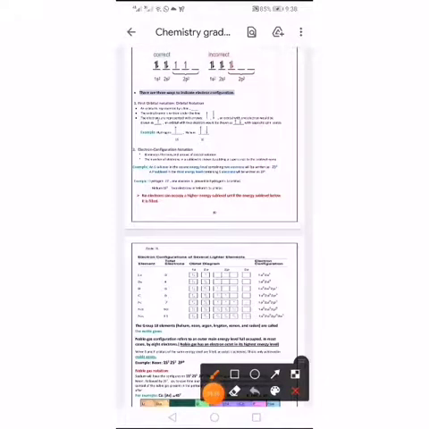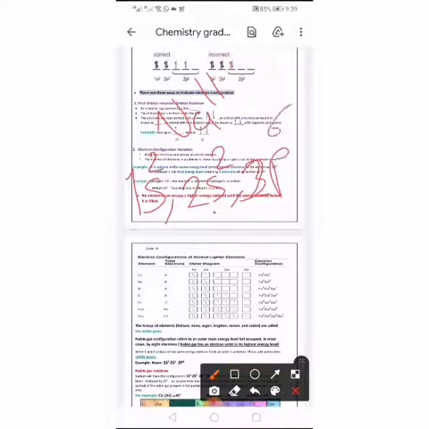Another example, sodium 11. If I want to configure electrons in sodium, atomic number 11, we write it like this: 1s2, 2s2, 2p6. So 2 plus 2 plus 6 is 10. We need only 1 more, so 3s1. So this is electron configuration notation.